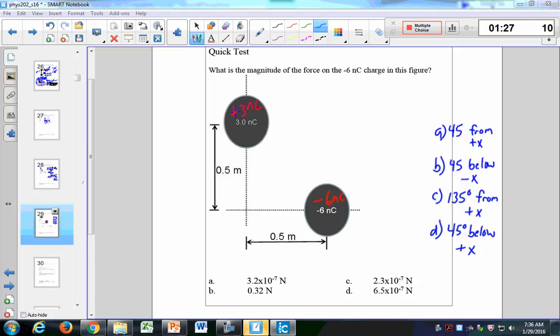Go ahead and answer the first question regarding the magnitude, and then on the next question, I'll ask you what is the direction of that force on the -6 nanocoulomb charge. It'll be one of those responses. But the first question is just what is the force on the -6 nanocoulomb charge?